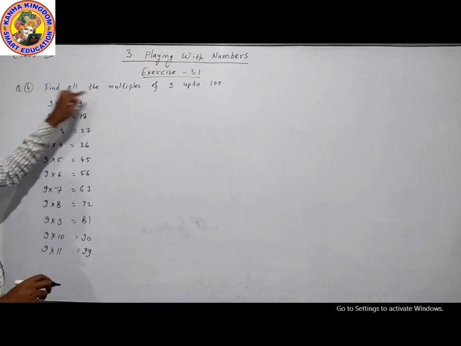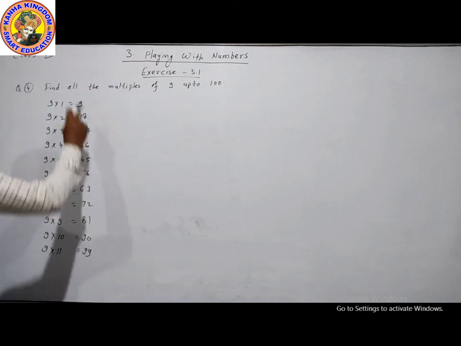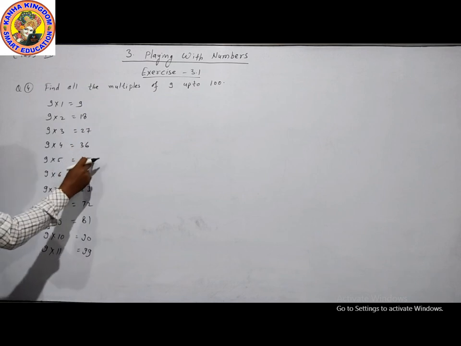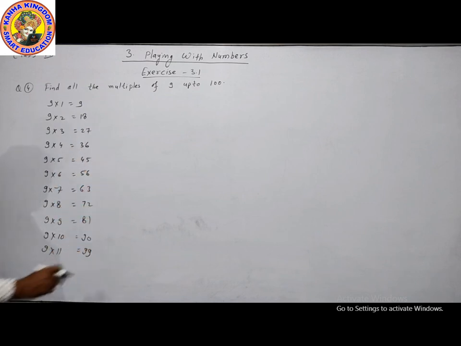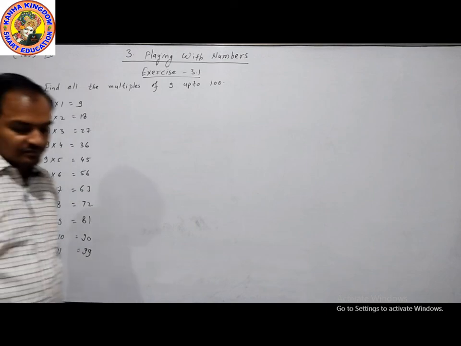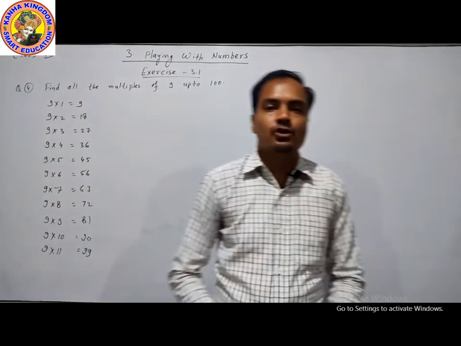The multiples of 9 up to 100 are 9, 18, 27, 36, 45, 56, 63, 72, 81, 90 and 99. You can take a screenshot of this.